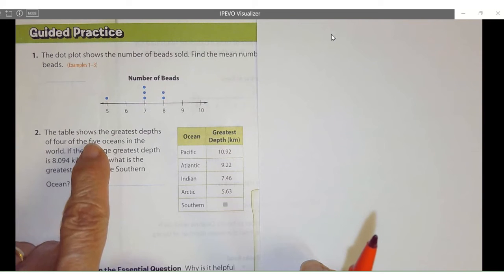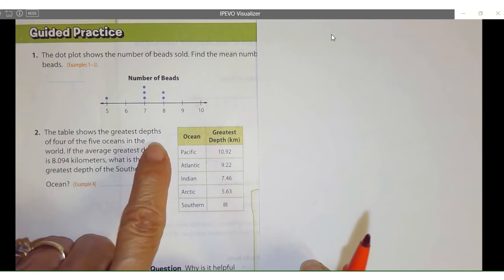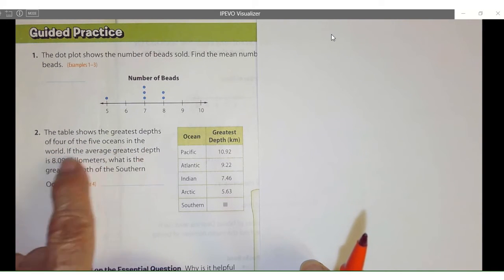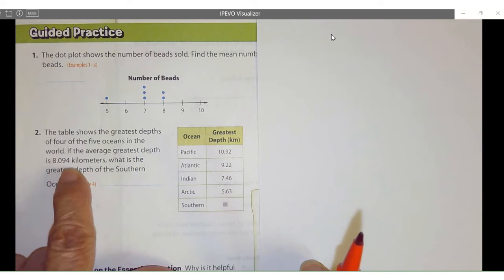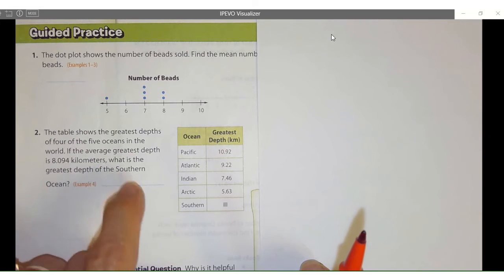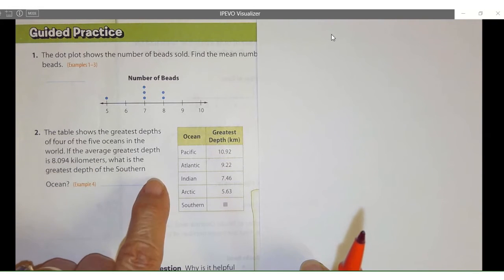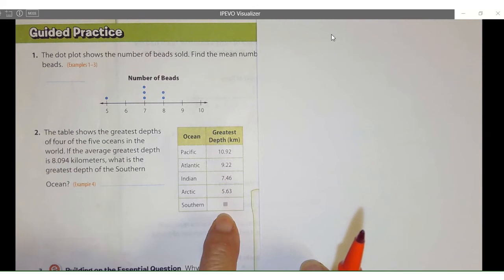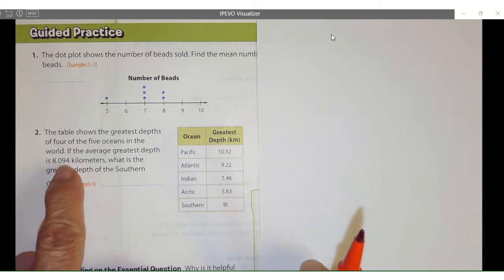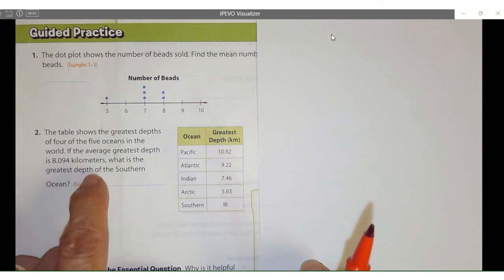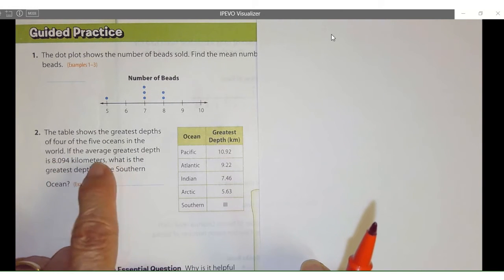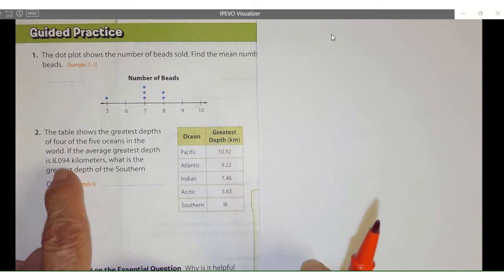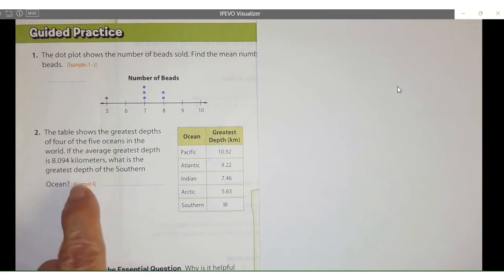The table shows the greatest depths of 4 of the 5 oceans in the world. If the average greatest depth is 8,094 kilometers, what is the greatest depth? So we don't know what this is. We just know what the average depth is. So if you remember how we did that, the table shows the 4 oceans in the world. If the average greatest depth is 8,094, what is the greatest depth of the Southern Ocean?